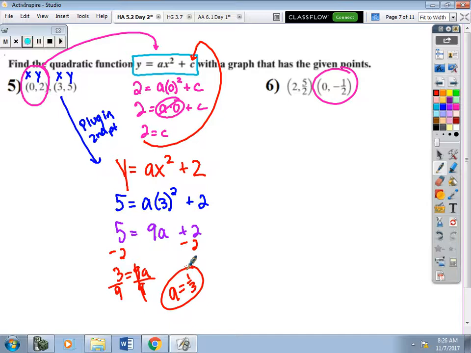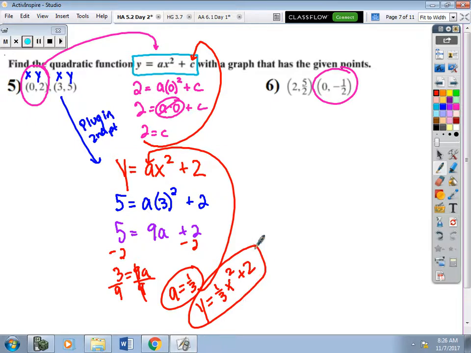And it does want you to actually find a quadratic. So at the very end of this problem, you need to take the 1/3 and plug it back in for A to get your equation, which would be y equals 1/3 x squared plus 2. It didn't just ask you to solve for A and C, it actually asked you to give the model.